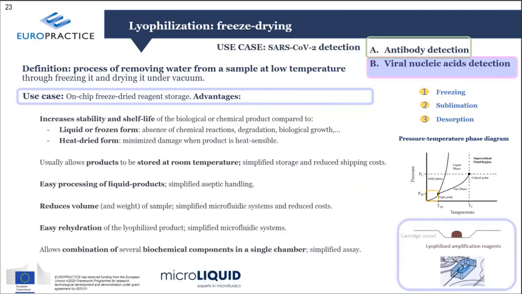There are many different advantages to using freeze drying, even though it's more expensive than the conventional dry down. But as I mentioned before, it's mostly the higher stability of the reagents which is achieved with the freeze drying protocol, and also the capability of integrating several different combinations of biochemical components within a single chamber, in a single shot.